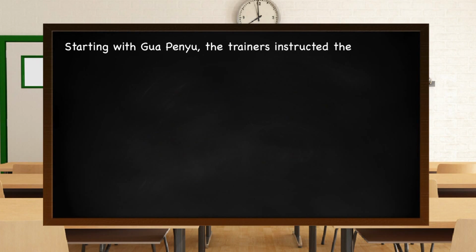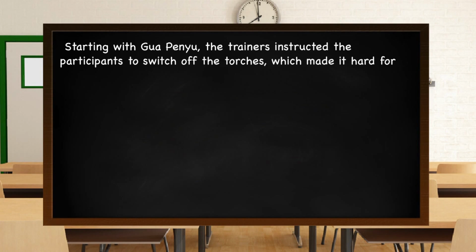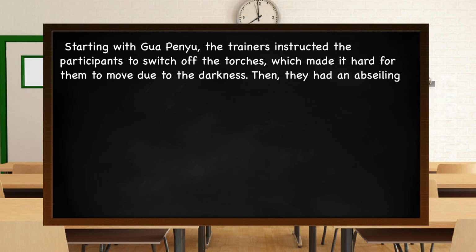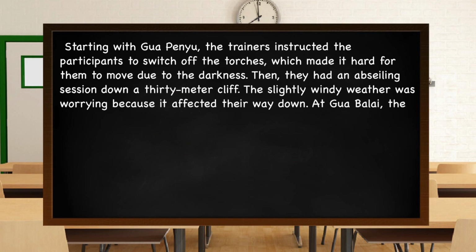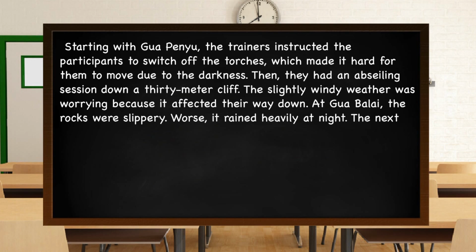Here is a sample of a summary for SPM Section C in 2014. Starting with Gua Penyu. The trainers instructed the participants to switch off the torches, which made it hard for them to move due to the darkness. Then, they had an abseiling session down a 30-meter cliff. The slightly windy weather was worrying because it affected their way down. At Gua Balai, the rocks were slippery. Worse, it rained heavily at night.